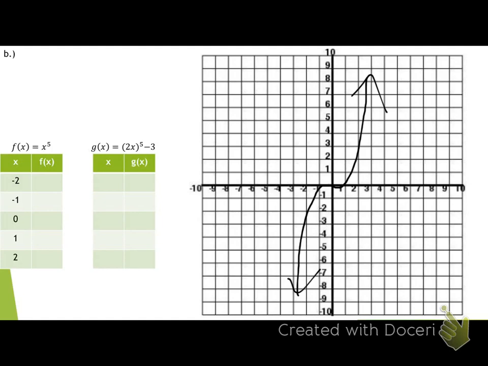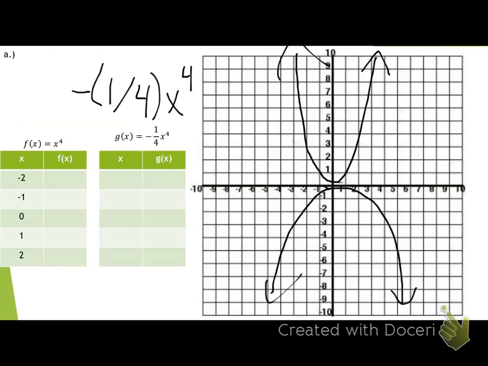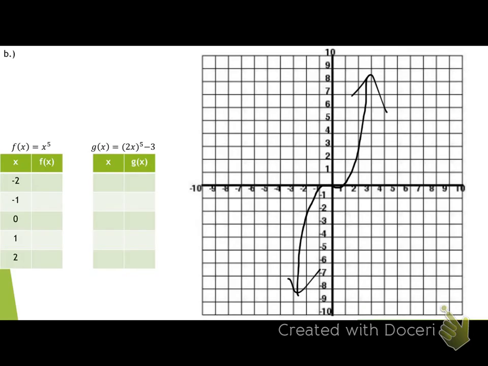So we said it was a horizontal shrink. So it shrunk horizontally, so it got skinnier. And it got translated down 3 units. So that'd be roughly what it would look like. Like I said, it's not going to be perfect. Do your best to draw it. Just sketch it on your paper.